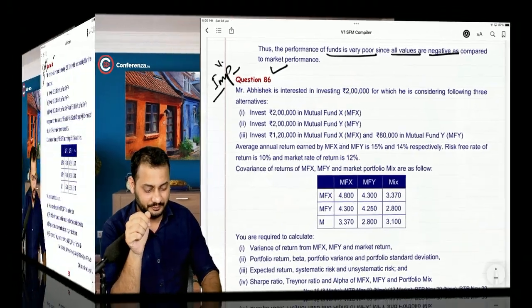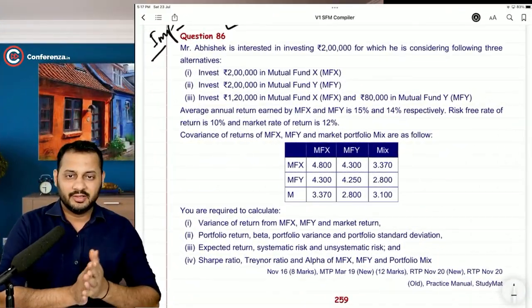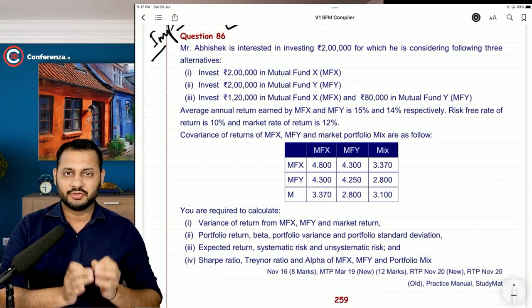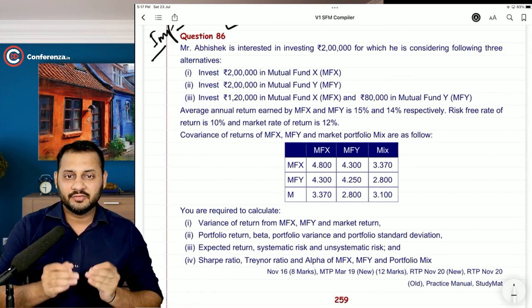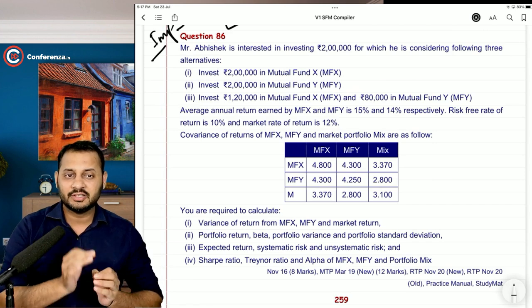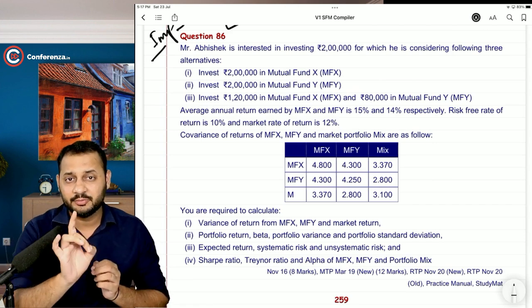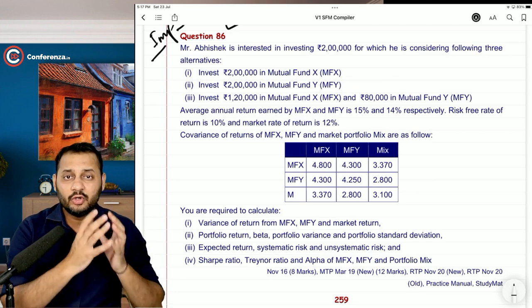See you. So welcome back guys after the break, and let's have a discussion on this. We are going to solve this question entirely from scratch. So Mr. Abhishek is interested in investing 2 lakh rupees, for which he is considering the following 3 alternatives. Mr. Abhishek only has 2 lakh rupees.